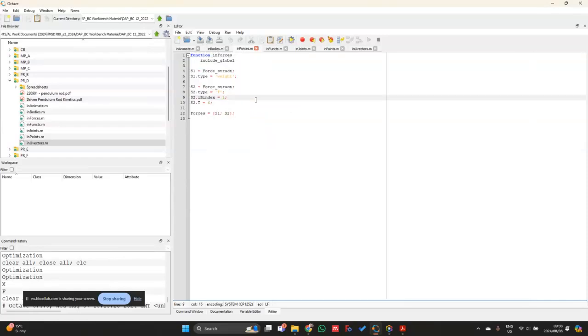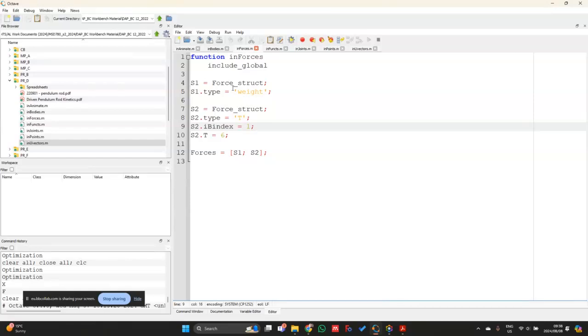If I then go to forces, you'll see that now I have S1, which is equal to a force structure. The type is then weight. So this is the same that I had previously.